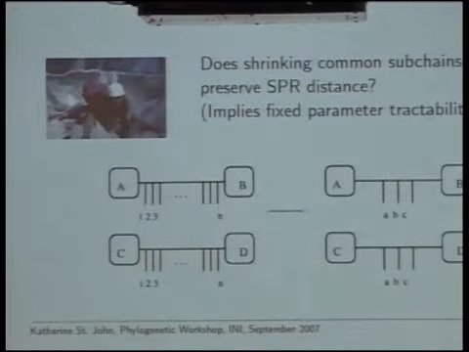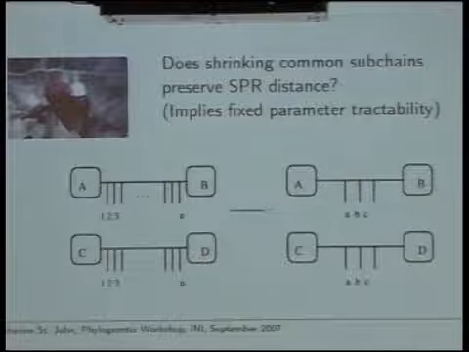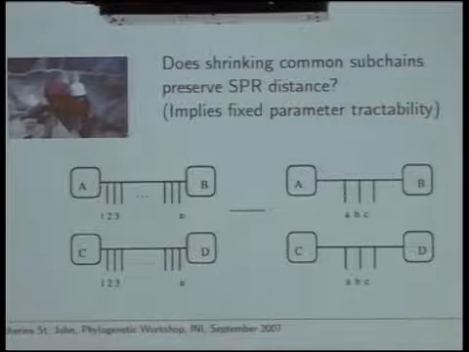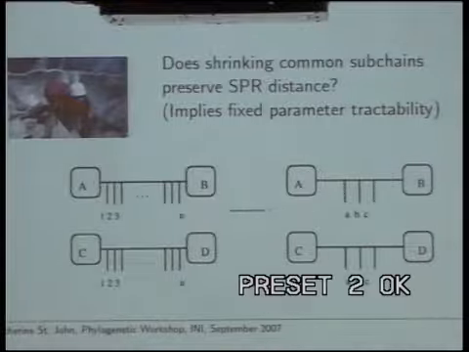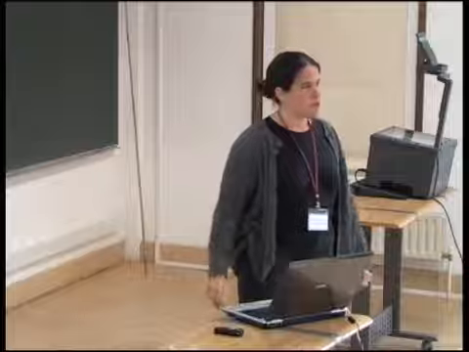And this is my favorite problem of Mike's, which is if you're given two trees, let's stick with unrooted right now, and you shrink their common subchains. So the two trees on the left have subchains of length n, and you shrink those to chains of size 3, does it preserve the SPR distance? If it does, it implies fixed parameter tractability. So Allen and Steele showed this was true for TBR, that shrinking the common subchains preserves TBR distance. Bordewich and Semple showed it for rooted trees and asked for the reward and were told no.